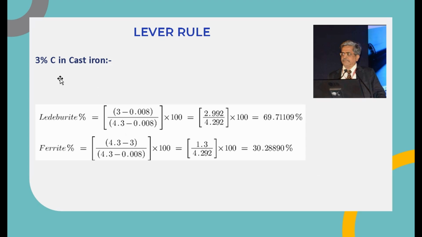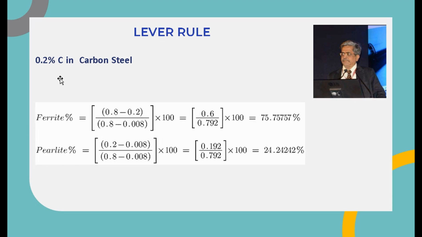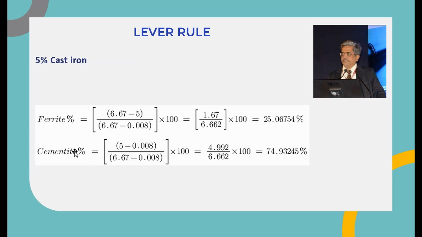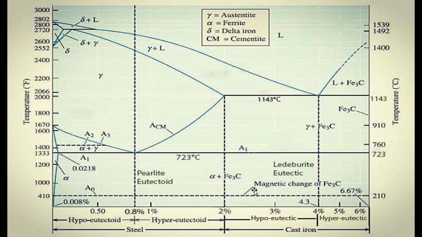Now 3% carbon in cast iron. I want to know ledeburite and ferrite percentage. So here is the 3% carbon. If I want to know ferrite and ledeburite percentage, here is ferrite, here is ledeburite. For ledeburite, I will take the arm opposite to ledeburite. So 3 minus 0.008 divided by the total distance 4.3. This is 4.3, 4.3 minus 0.008.